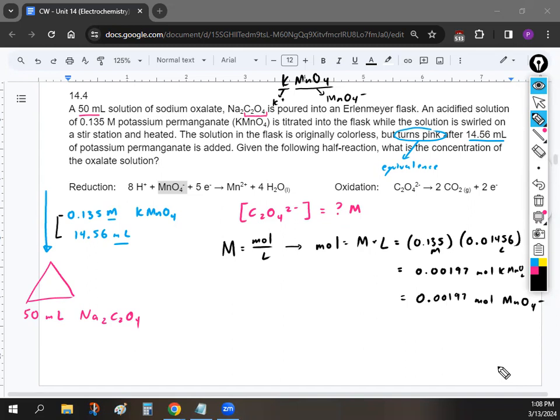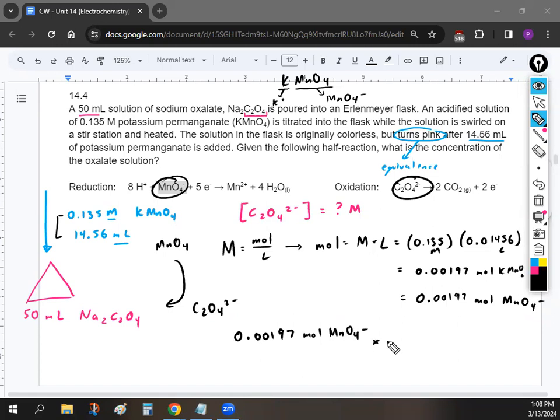Oh, no. Okay, now we can use our balanced equation to convert MnO4 minus into C2O4 2 minus, right? Because we have both of these in our combined reaction. So we're going to start with 0.00197 moles of MnO4 minus, and then we're just going to write a mole ratio where we turn MnO4 minus into C2O4 2 minus.